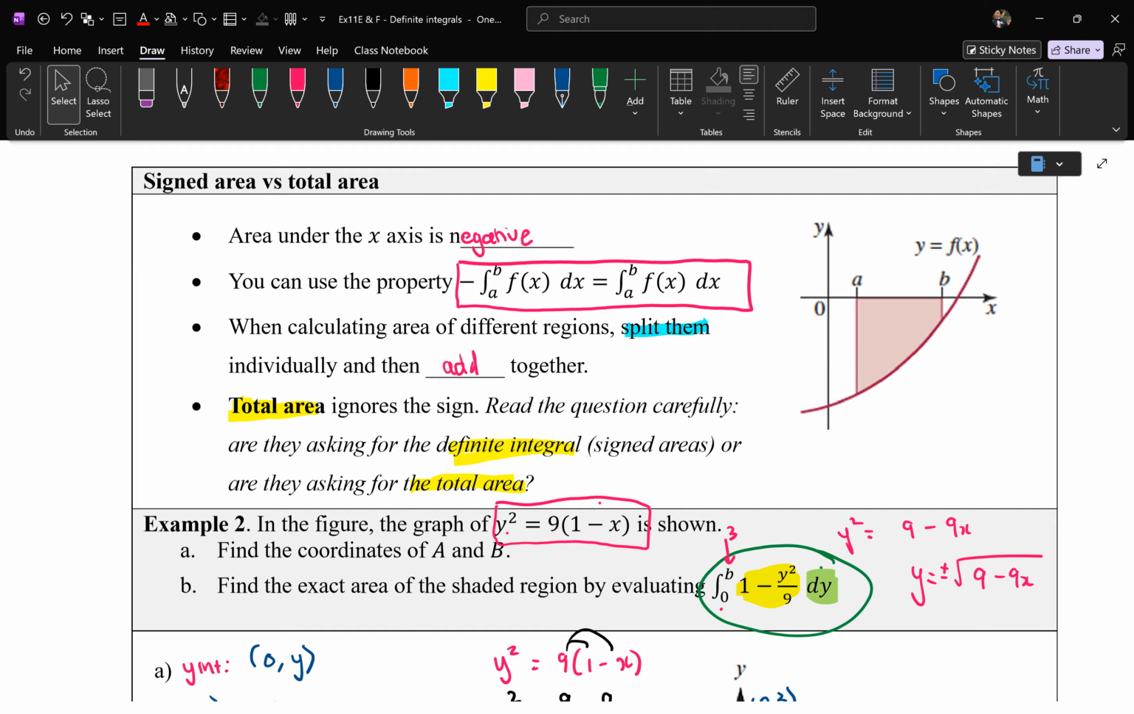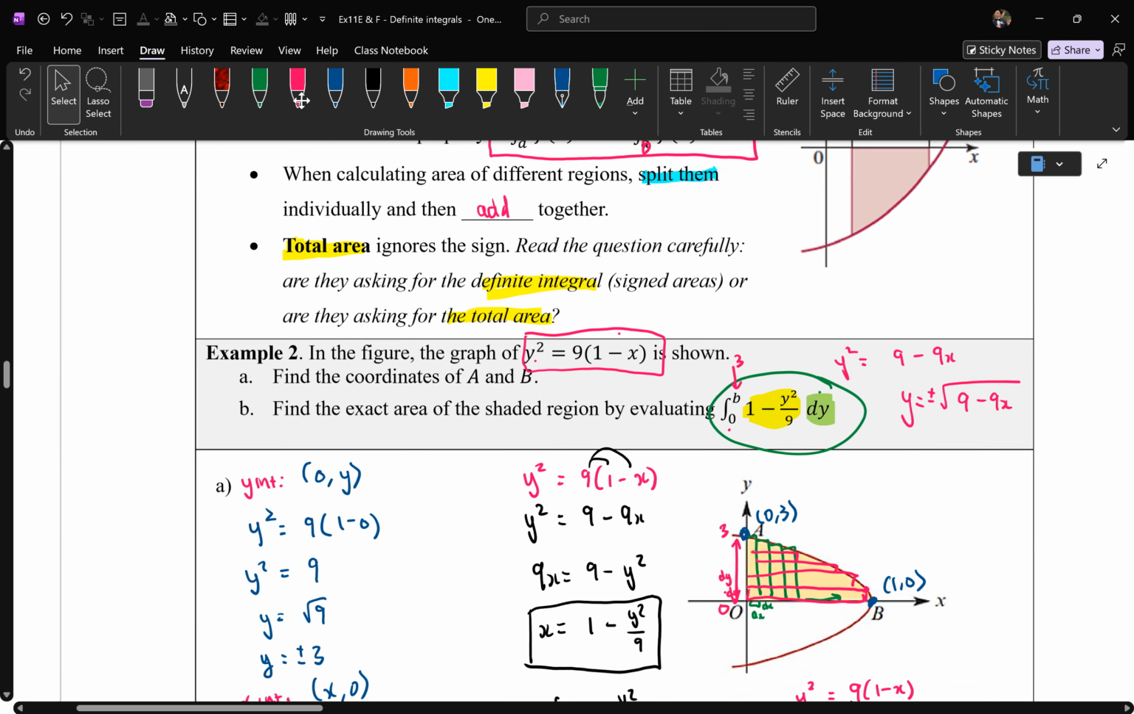So here we know that the area under the x-axis, below the x-axis, from A to B, negative of A to B is the same thing as finding, sorry, that should have been B to A. So the antiderivative of f of x from B to A is the same thing as finding the negative of A to B of f of x. When calculating the area of different regions, especially if you have a negative region versus a positive region, split them up in terms of interval and then add them together.